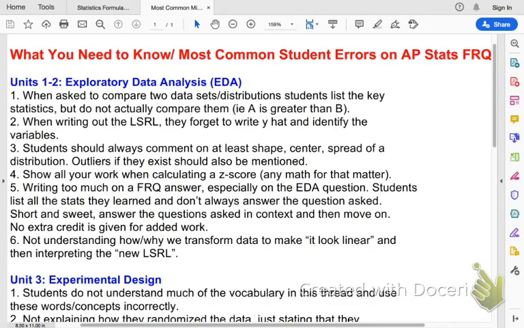Okay, so these are the most common mistakes that students make on the AP free response questions whenever we're grading and seeing what students know and what they understand. These are the things they get the most points counted off for. So in units 1 through 2, which is all one variable, two variable statistics, the first one is when asked to compare two sets of data or distributions, students just list the key statistics. They don't compare. So remember that you need to use comparative language, like less than, greater than.